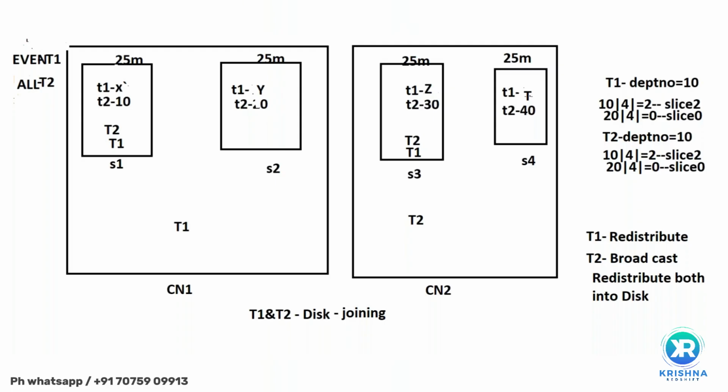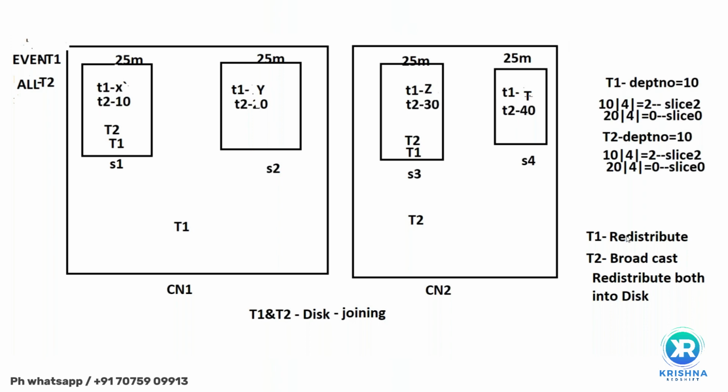To join two tables, values should be present in the same slice. For that, you can keep the joining column as the distribution key. That is the fastest. If that's not possible, one of the tables will be redistributed. You cannot avoid that. One of the tables will be redistributed.